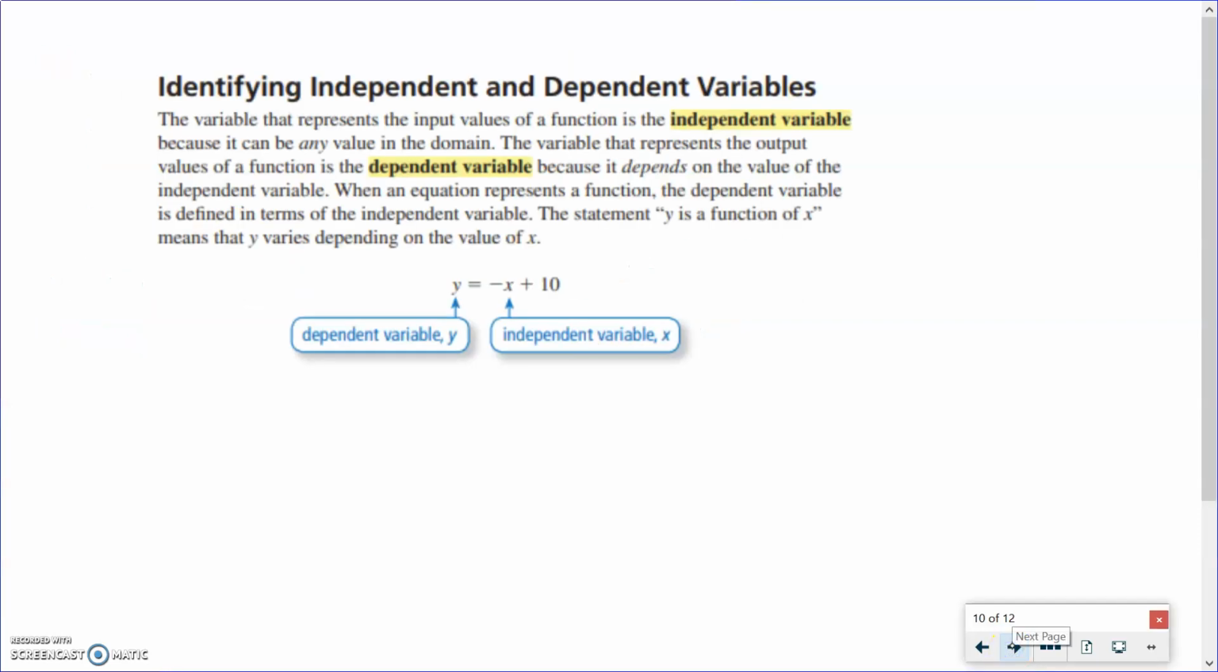The last thing that we're going to talk about here is independent and dependent variables. The independent variable for our purposes is always going to be the x if we have an equation in slope-intercept form, and the dependent is always going to be the y. The input is the independent variable, and the output is the dependent variable, because whatever we input for x is going to tell us what y is, and so y depends on what x is.